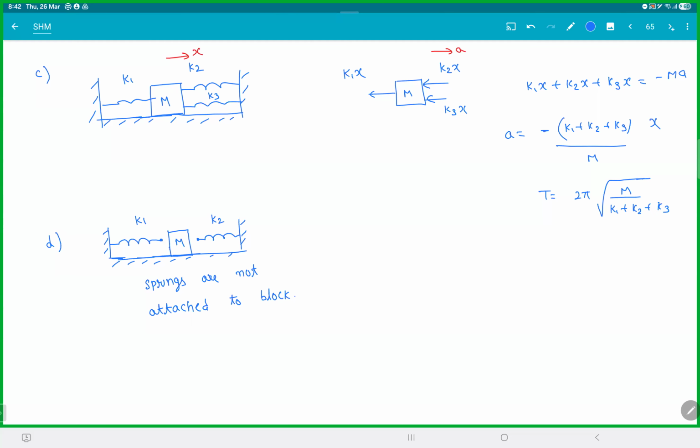So anytime you're confused whether it is series or parallel, go back to the basics. What are the basics? Displace the block by X. Draw the FBD, find the restoring forces, F is equal to MA, and you're done. What about D?